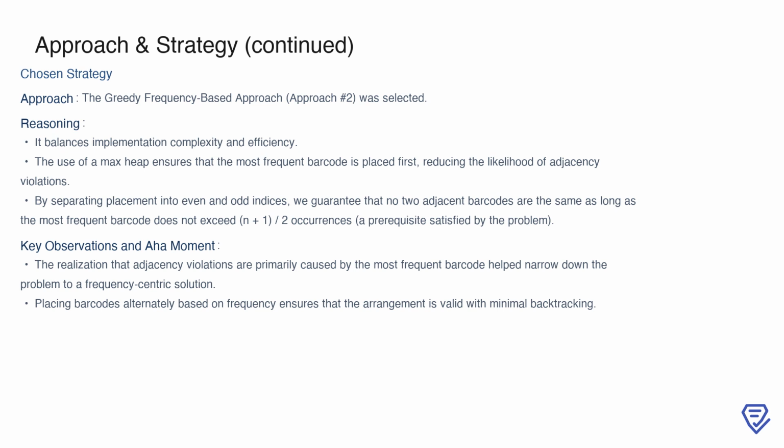By using a max heap, we ensure that the most frequent barcode is placed first, reducing the likelihood of adjacency violations. The process of placing barcodes at even indices first, followed by odd indices, guarantees that no two adjacent barcodes are the same, provided the most frequent barcode doesn't exceed (n+1)/2 occurrences. This condition is inherently satisfied by the problem constraints.